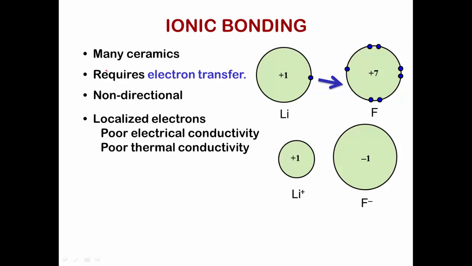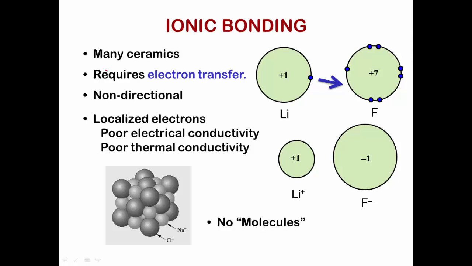As a result, because the electrons are not free to move about, these materials tend to have poor electrical conductivity and poor thermal conductivity. They also tend to be quite brittle, since the atoms cannot move past each other easily. As with metals, there are no molecules in the case of ionic materials, but rather enormous arrays of uncountable numbers of these ions packed together in some regular crystalline arrangement.